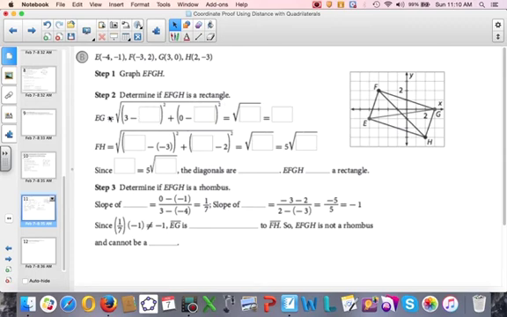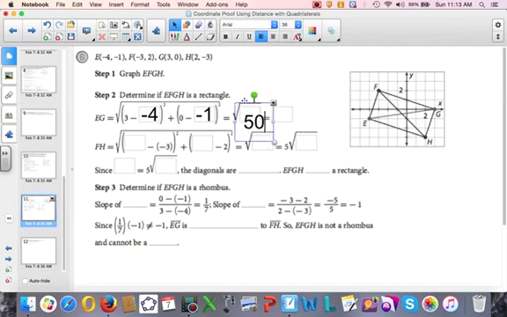So in order to determine whether this is a rectangle, they're finding the length of EG, so that's these 2 points in the distance formula. So they've got the 3 here minus -4, and then 0 minus -1. 3 minus -4 is 7. 7 squared is 49. 0 minus -1 is 1, and 1 squared is 1. So 49 plus 1 is 50. So I have the square root of 50.